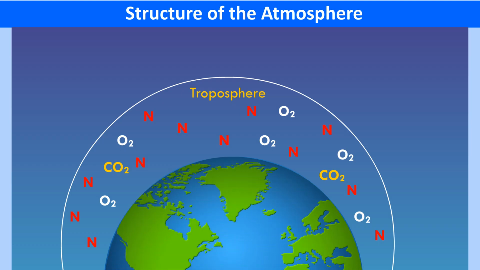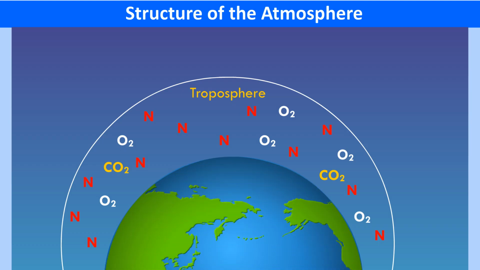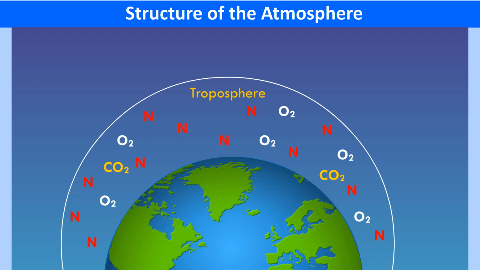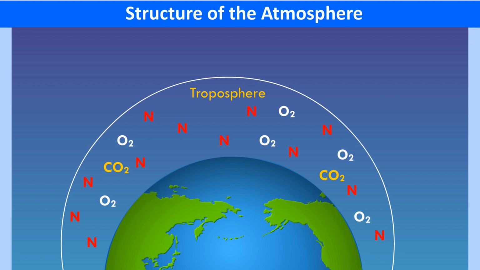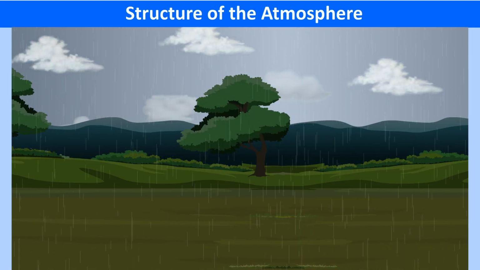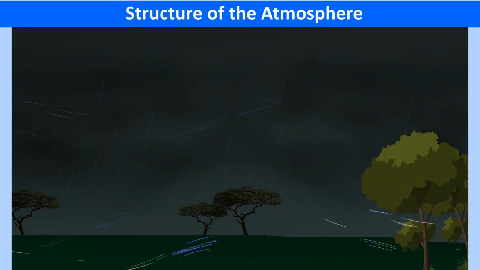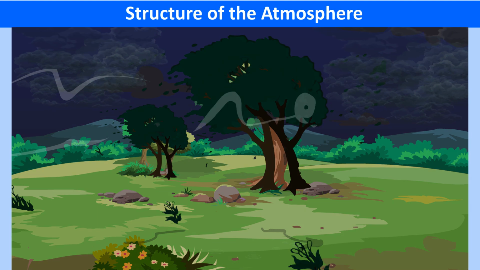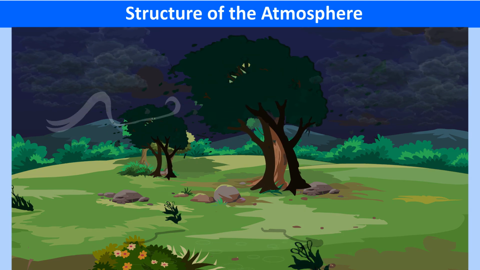A mixture of various gases in different proportions, the troposphere is the layer of air closest to the ground in which all life forms thrive. All weather and climate changes like fog, rainfall, lightning, cloud formations, snowfall, thunder, storms, etc. also take place in this layer.